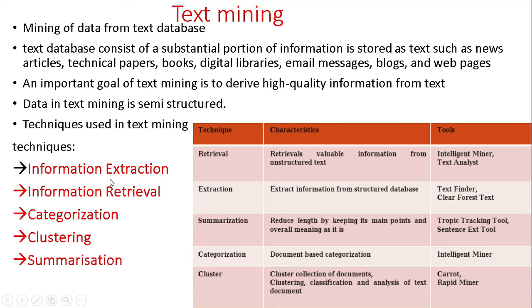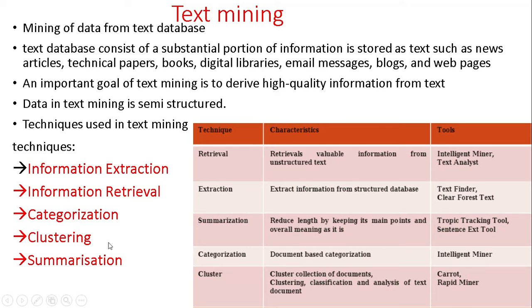So information extraction means you are extracting information from a structured database. For this you can use a tool called Text Finder or ClearForest Text. Next, information retrieval means retrieval of valuable information from unstructured text. The main tools used for this purpose are Intelligent Miner, Text Analyst, etc. Now categorization. Categorization is basically based on the document, so documents are categorized here. The basic tool used here is Intelligent Miner.